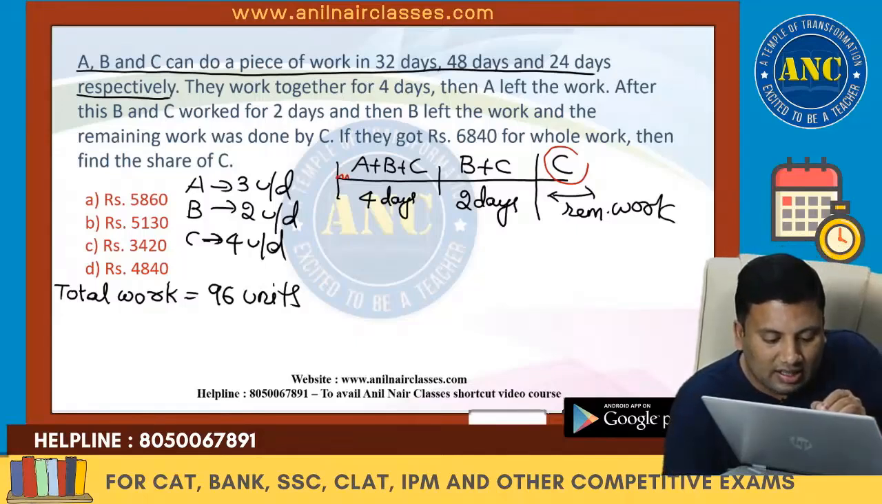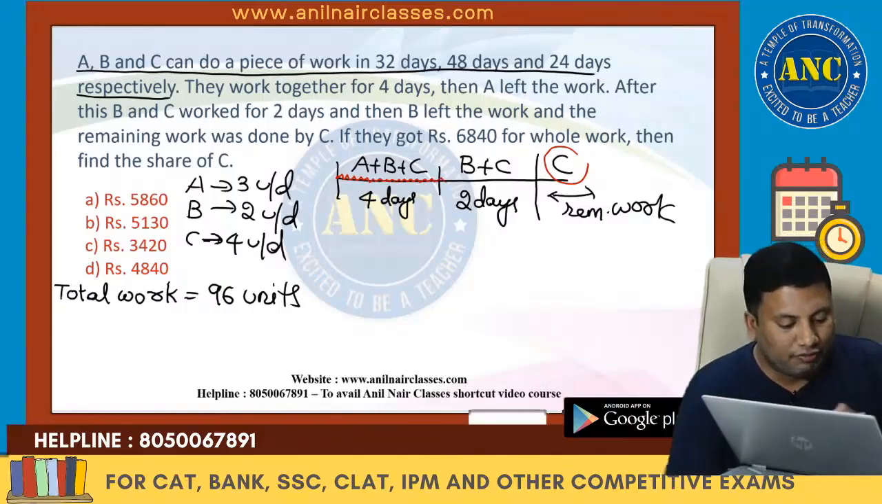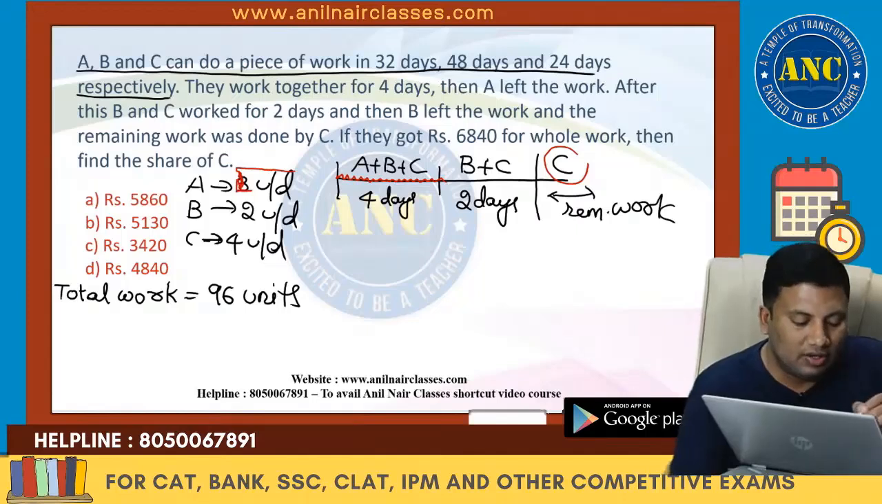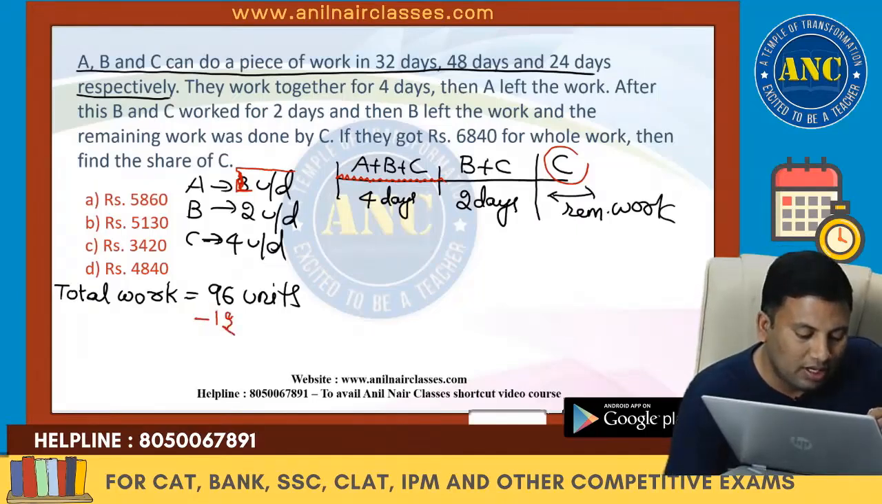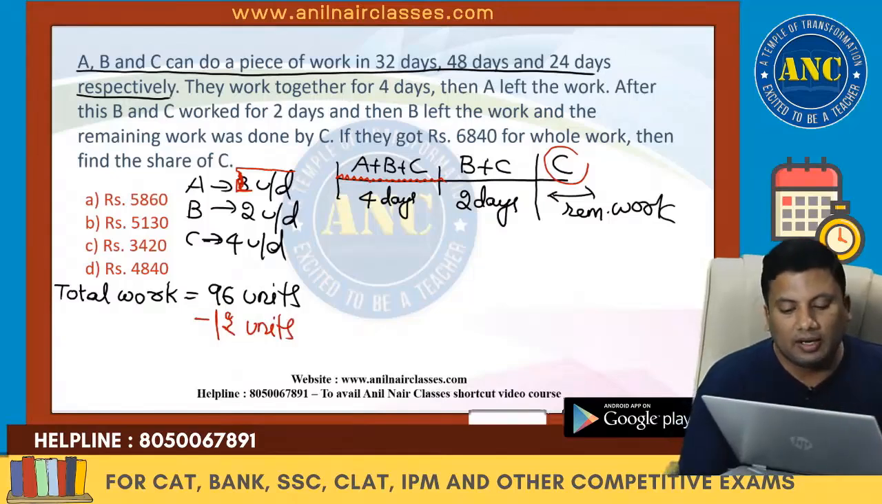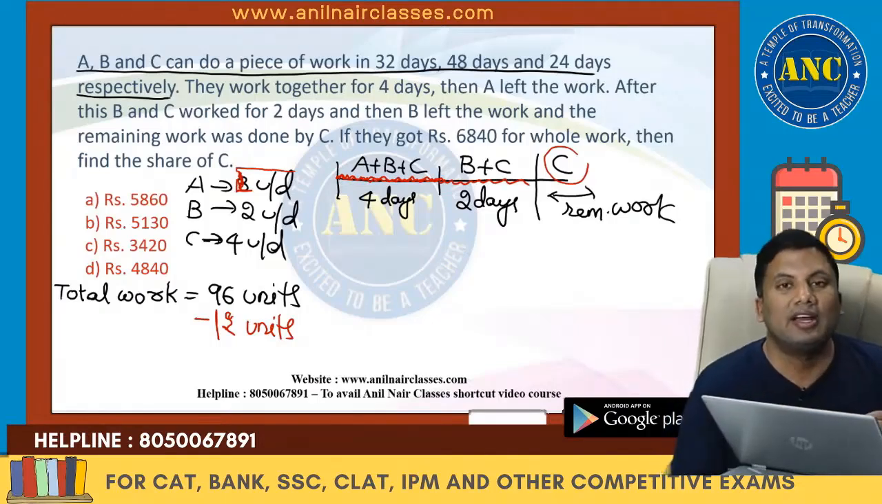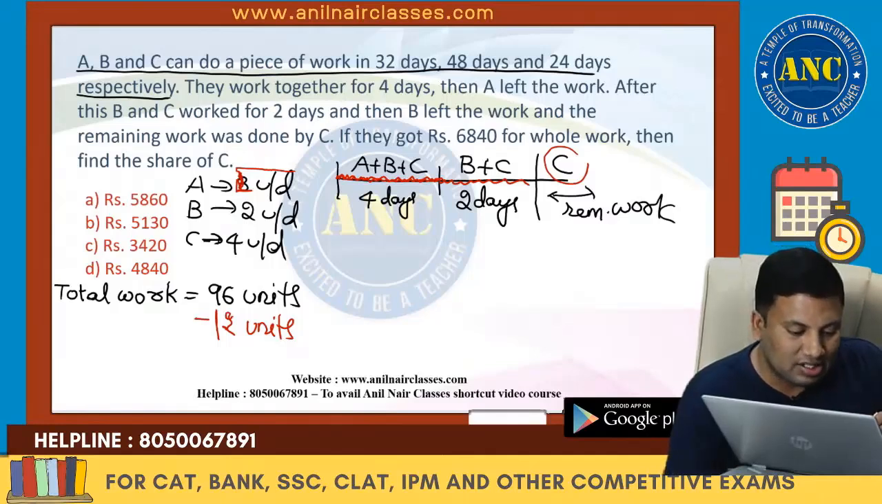When they started the work, A worked for 4 days. In 1 day his contribution is 3 units. 4 days, 12 units of work is done by A. Then B will work from here to here 4 days and from here to here 2 days. So totally B will work for 6 days. 6 2s are 12.